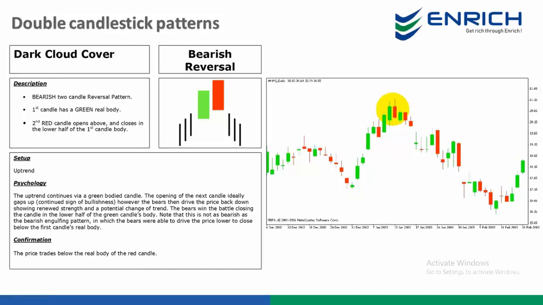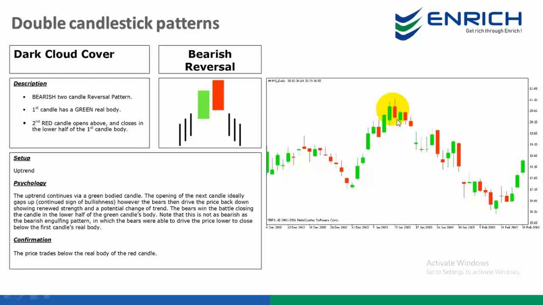What does it mean? The sellers have come in and pushed the price all the way down. So in the dark cloud, what you can see is the pattern. The second bearish candle, which is this one, where does it close? It closes below the 50% mark of the bullish candle.